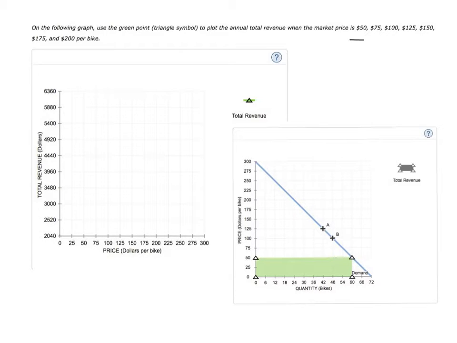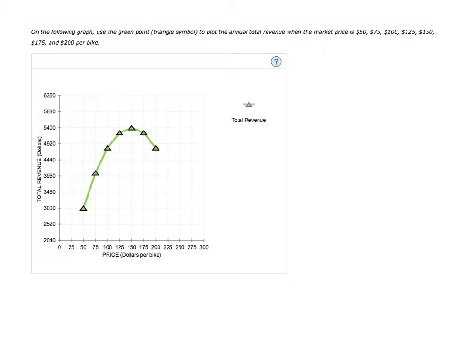So for this question, we look at these different prices and we plot total revenue for each of those. So the first one, when the price is 50, demand is 60. We look at our demand curve, right, to figure that out. Total revenue then is going to be 60 times 50 or 3,000. So at 50 and 3,000, it's that point right there. Let's do exactly the same thing for each of those price points. And eventually you get a total revenue curve that looks like this.